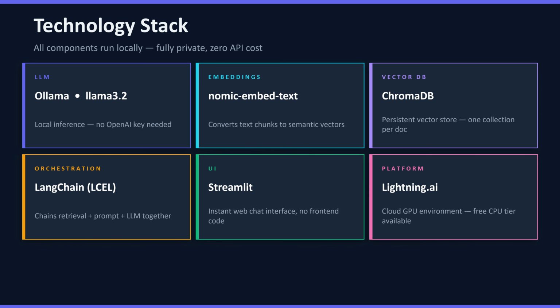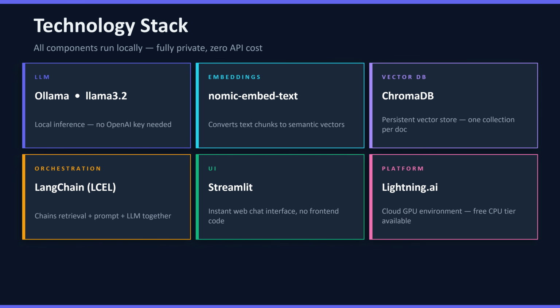Second, embeddings, for which we use Nomic Embed Text, also running through Ollama. This model converts text chunks into 768 dimensional semantic vectors. When you ask a question, your question also gets converted to a vector. Then we find the document chunks whose vectors are closest to your question vector. Those are the most relevant passages.